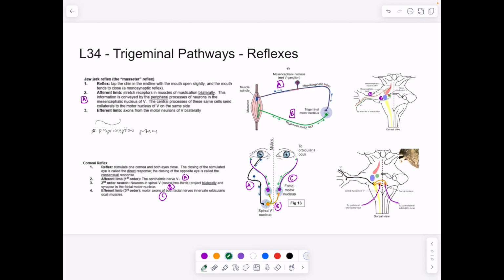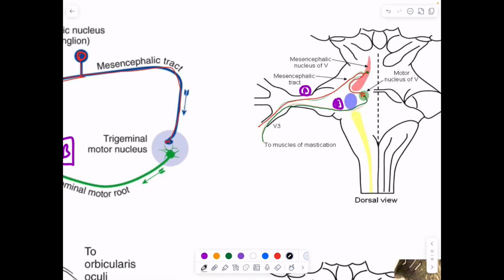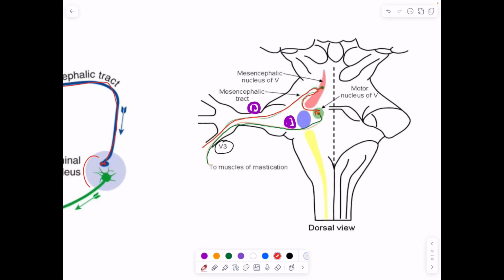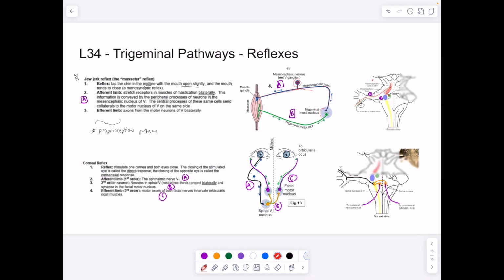All right, in terms of reflexes, this is hopefully a little bit more straightforward. So you have the jaw jerk reflex: it's a tap on the chin with the mouth slightly open, and the mouth tends to close. The afferent limb, afferent is bringing sensation in, is going to be V3, the mandibular part of cranial nerve 5. And it's going to synapse in the trigeminal. Its nucleus is located where it always is for motor information, the mesencephalic nucleus of 5, it's motor, M.